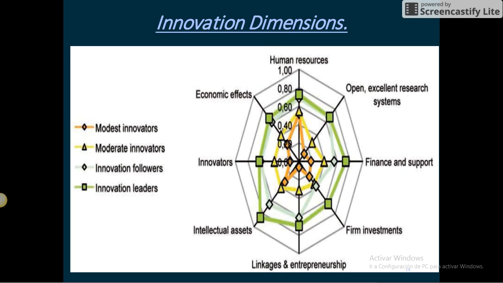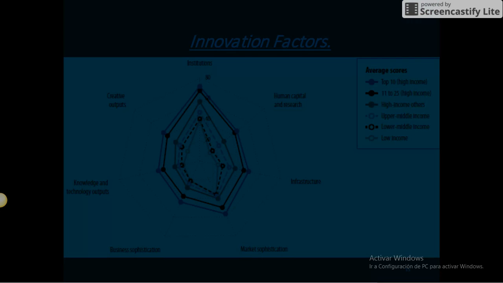Innovation dimensions. Human resources. Open, excellent research systems. Finance and support. Firm investments. Linkages and entrepreneurship. Intellectual assets. Innovators. Economic effects. Classification of European countries: 1. Innovation leaders. 2. Innovation followers. 3. Moderate innovators. 4. Modest innovators. Innovation factors: 1. Institutions. 2. Human capital and research. 3. Infrastructure. 4. Market sophistication. 5. Business sophistication. 6. Knowledge and technology outputs. 7. Creative outputs.